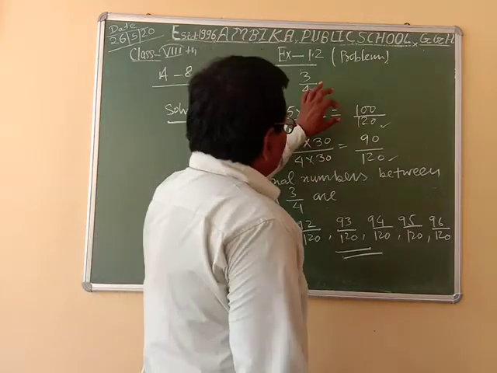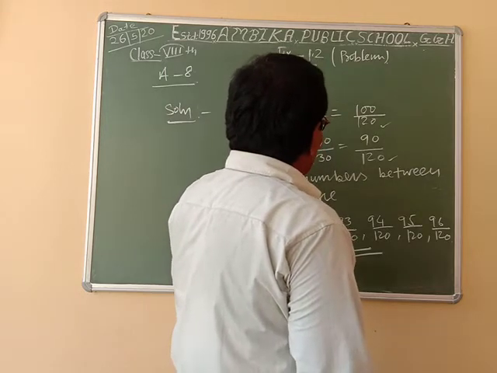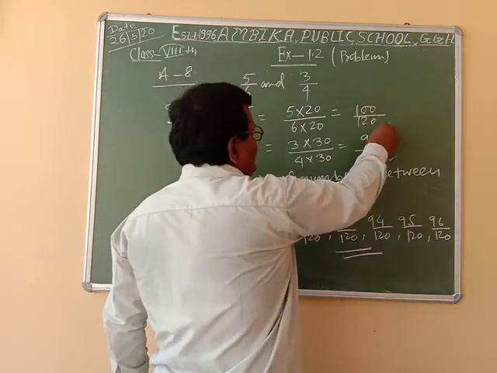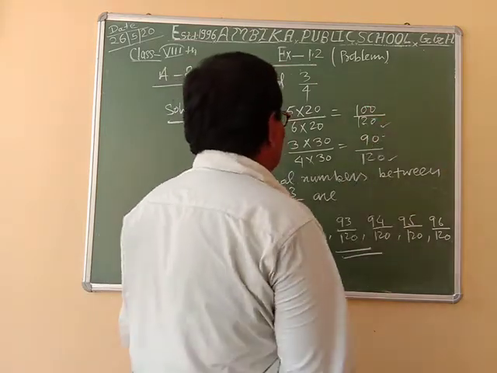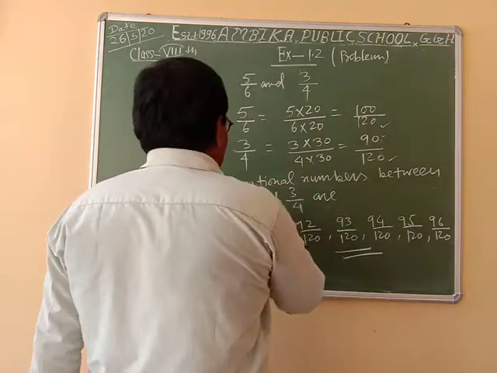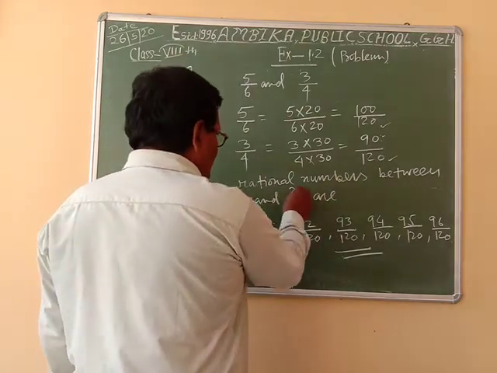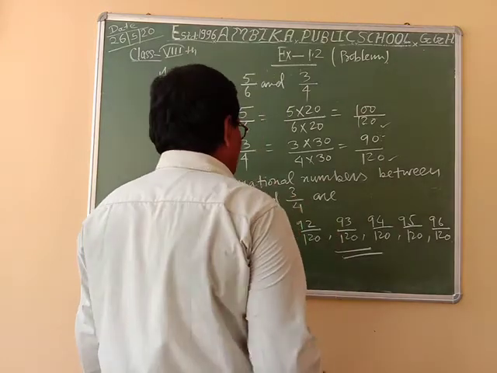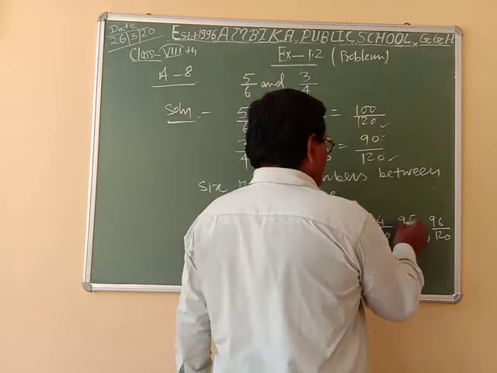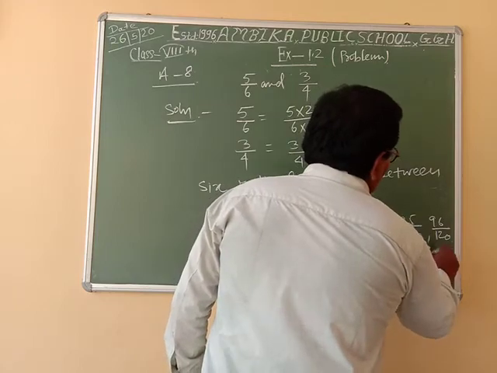So any rational numbers may be taken between 90 and 100. Between 90 and 100 there are so many rational numbers, but in the question we are asked for only 6 rational numbers. So 6 rational numbers between 5 by 6 and 3 by 4 are 91 by 120, 92 by 120, 93 by 120, 94 by 120, 95 by 120, 96 by 120, and so on may be possible.